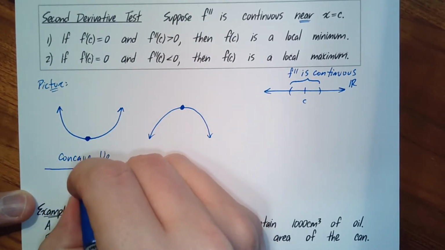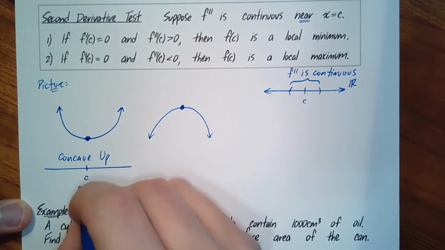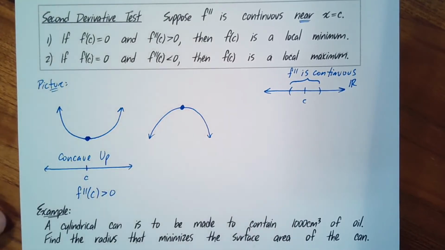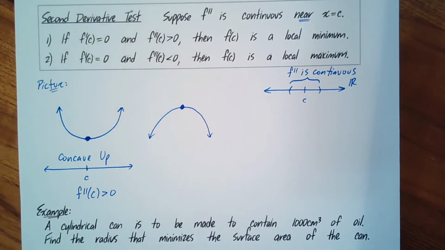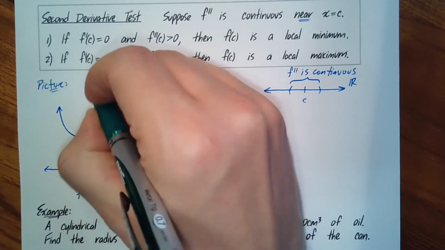So you've got, I'll just finish the graph here. So you've got some point c, f double prime of c is greater than 0. I won't draw the y-axis here because it just kind of gets in the way. And really what you get from that is you get a local minimum.